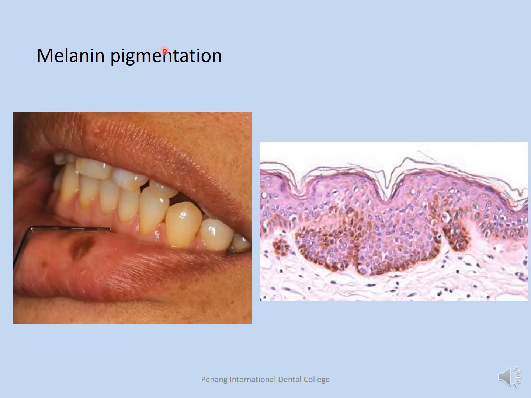Second is melanin pigmentation, right? So we are familiar with the term oral melanotic macule, and if you look at this picture here, you're seeing a brownish pigmentation on the lower lip. If we actually do a biopsy of this particular piece of tissue, this is how it's going to look, and you can see that there is increased expression of melanin pigment in the basal layer, giving it the brownish color appearance.